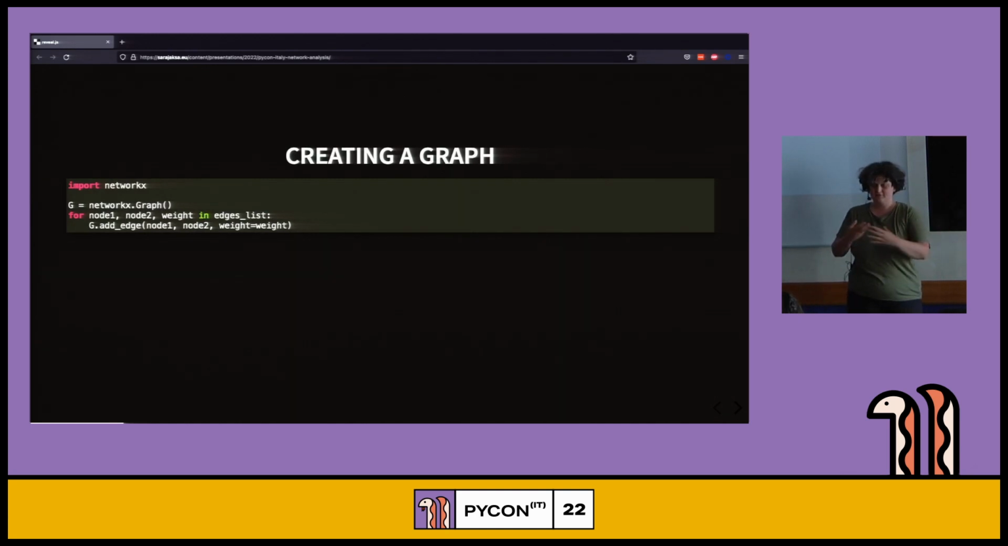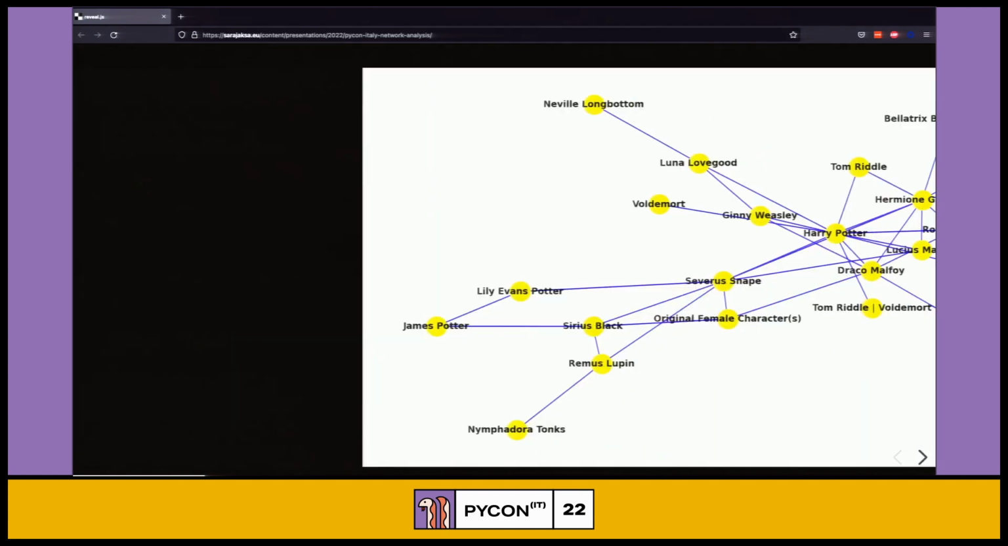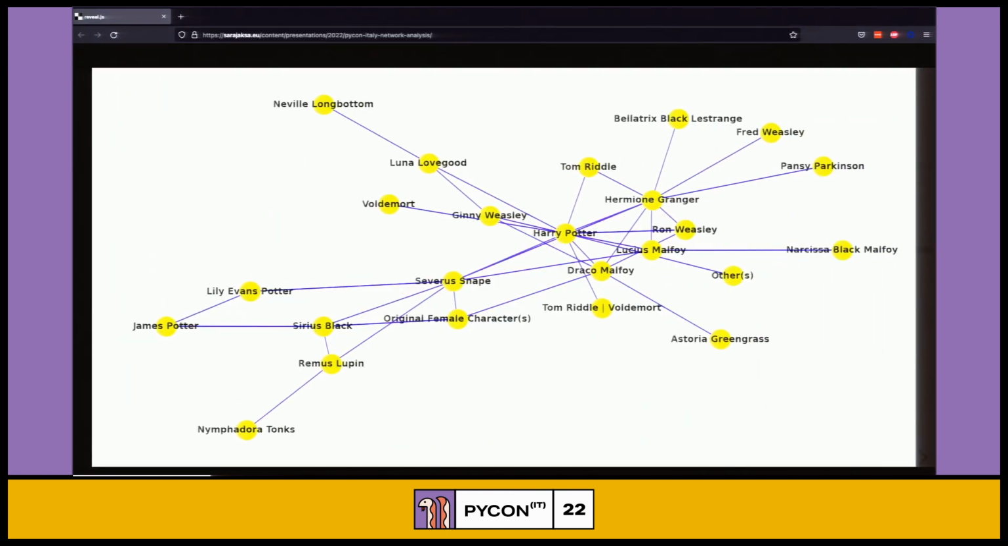So when you try to create a network in Python, first you would define that you're creating a network, and you would define all the relationships and people in the network. So let's start with what the network is. This is the network of the 50 most popular pairings in the Harry Potter world in the graph.